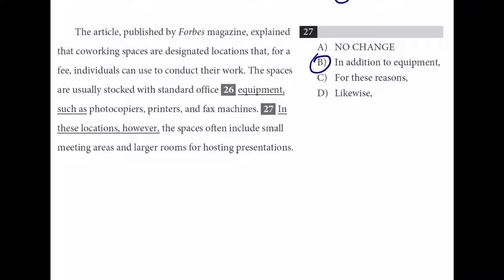Choice B is the best answer because it provides a transitional phrase, in addition to equipment, that accurately represents the relationship between the two sentences connected by the transitional phrase. Together, the sentences describe the key features of co-working spaces, focusing on what the spaces offer, equipment and meeting rooms.